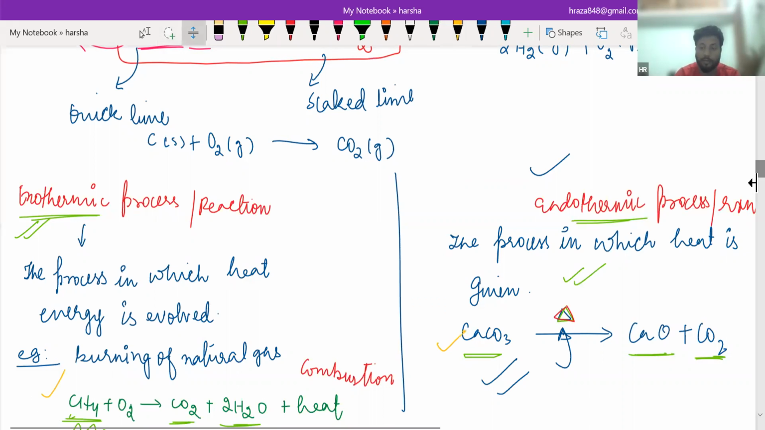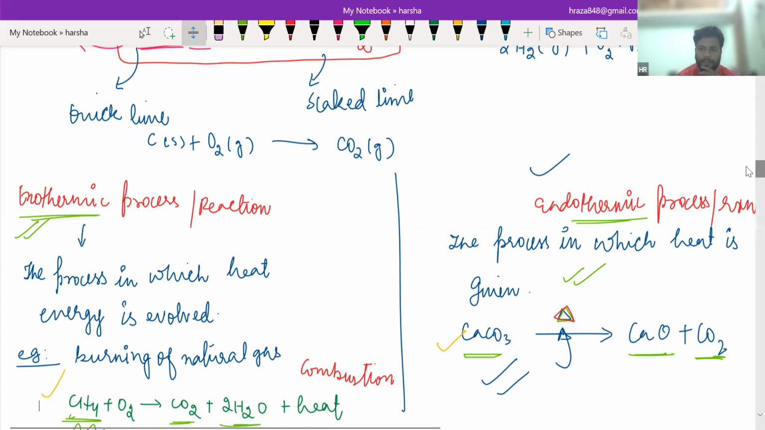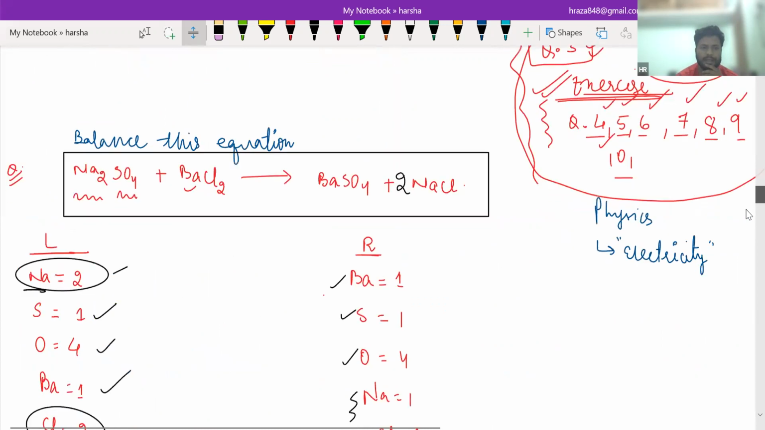Examples are very important in class 10th. It will be directly asked to write one example of exothermic process. So you have to remember which process, what reaction, is exothermic. Whenever combustion takes place, that means burning, that is an exothermic process. Now see, balance the equation.